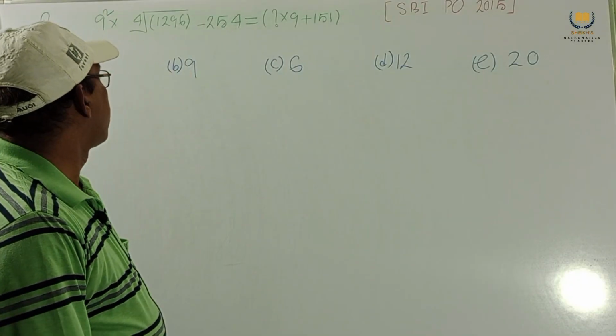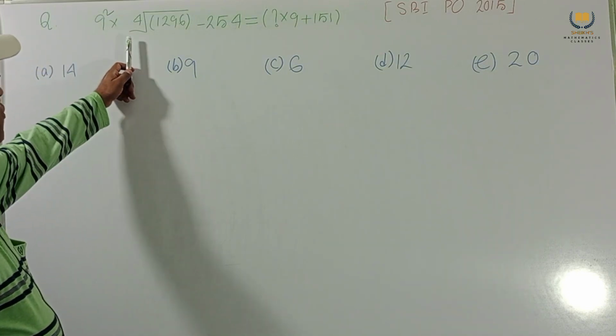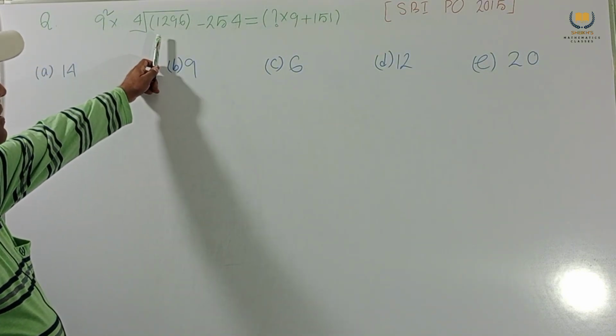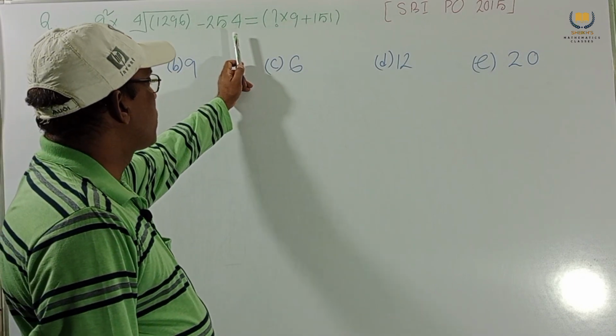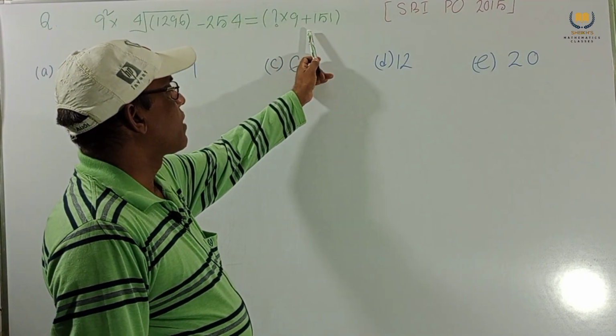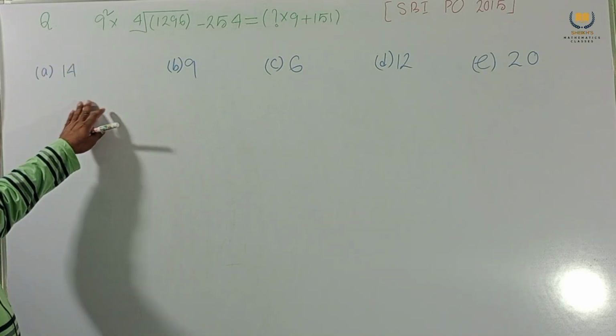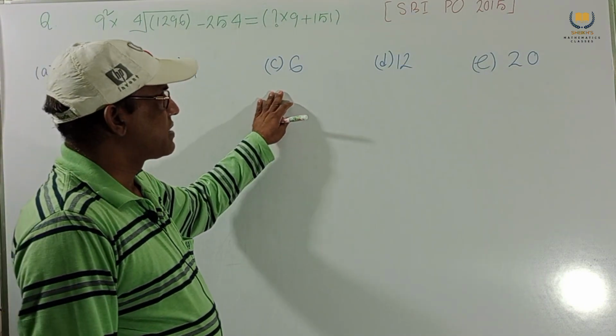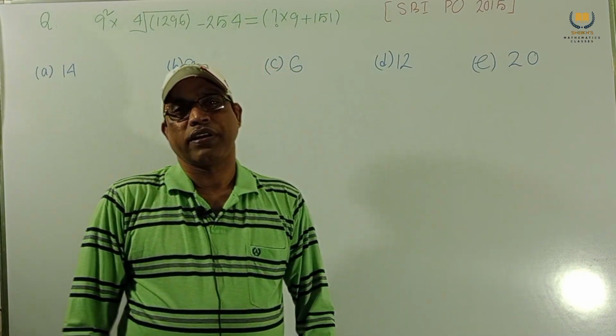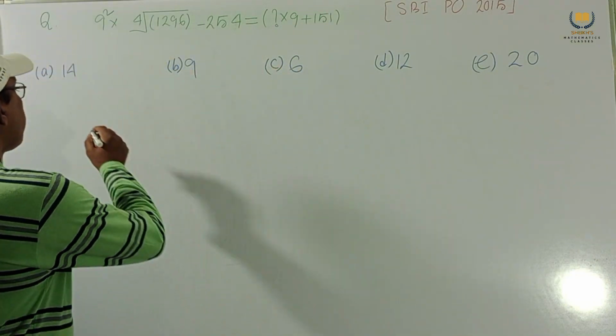Consider another problem. 9 square into 4th root of 1296 minus 254 equals question mark into 9 plus 151. The options given are A 14, B 9, C 6, D 12, E 20. Now we want to solve this problem.